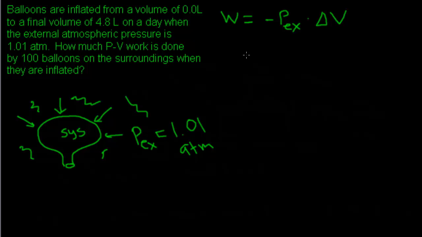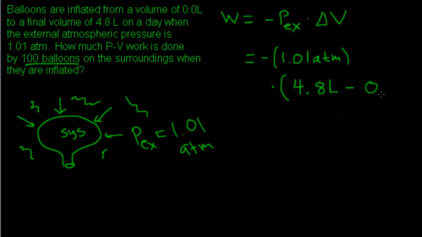So now we just need to carefully put in our numbers. Our external pressure is 1.01, and then we're going to multiply that by delta V. Remember, delta always means final minus initial. So we're going to do our final volume, and it says we're expanded to 4.8 liters. I should point out that by doing it this way, I'm going to calculate the work done by one balloon. The problem says we have 100 balloons, so when we're done with this calculation, we're just going to have to scale it up. If we've got 100 balloons, we just multiply. So here's our final volume, 4.8 liters, and we start with an initial volume of 0 liters.